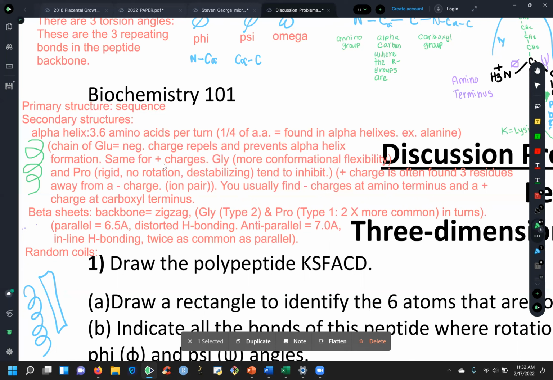formation. So if they give you a bunch of Ds, you know those are negatively charged, and they ask you, is this going to form an alpha helix? Yes or no? You're going to say no. And if they ask you why, you're going to say because the charges repel each other. You can't make a stable alpha helix.